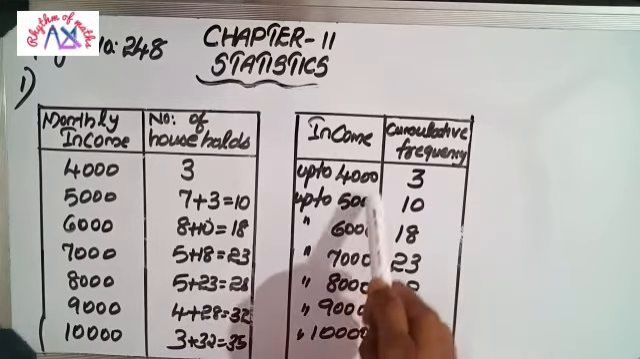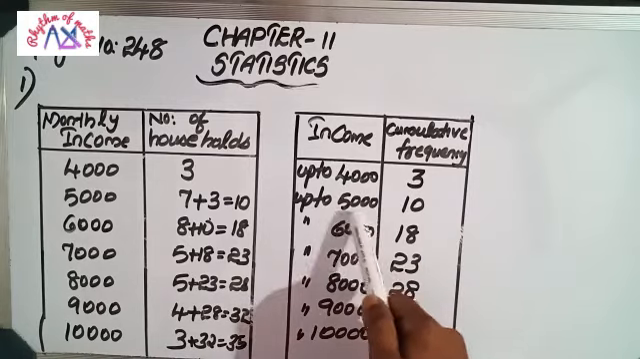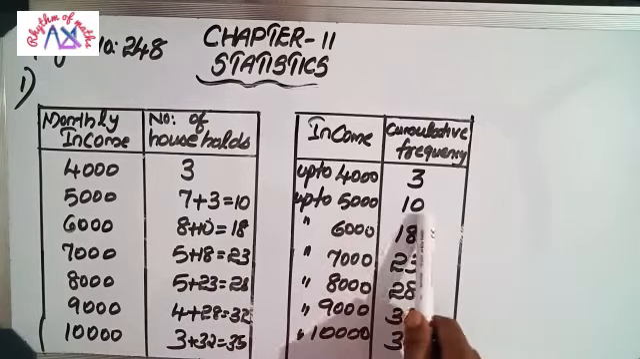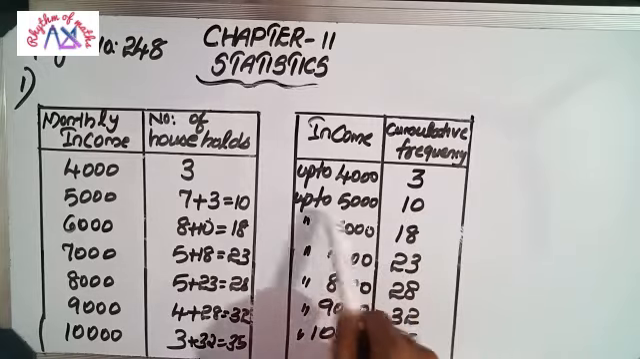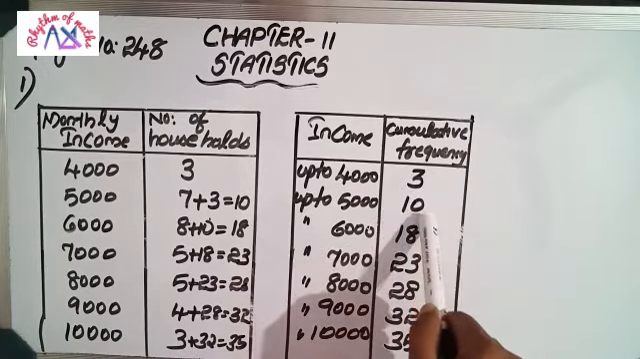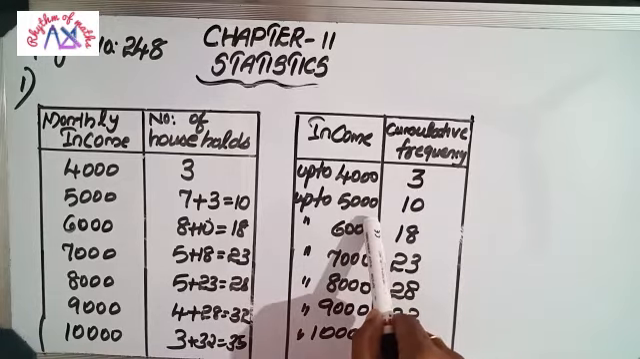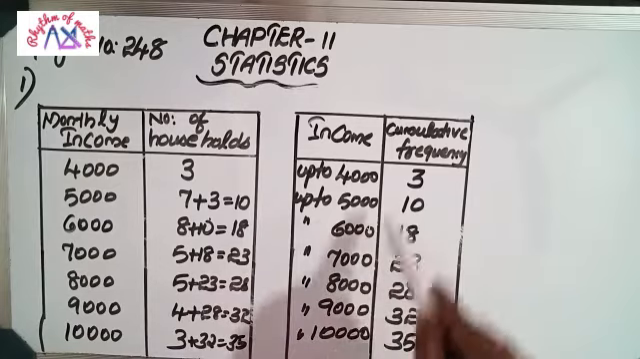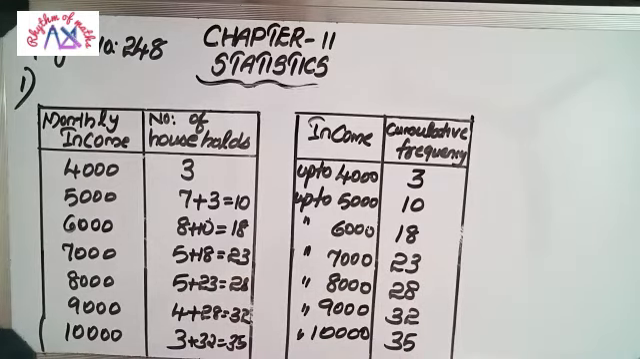Up to 5,000 means this 4,000 is also included. So up to 5,000 income, 10 families are earning. Okay, here 7 families are there, and 3 also here. So a total of 10 families are earning up to 5,000 rupees. Then up to 6,000 rupees, 18 families are earning. This is the cumulative frequency order.